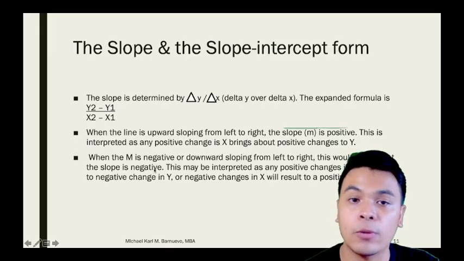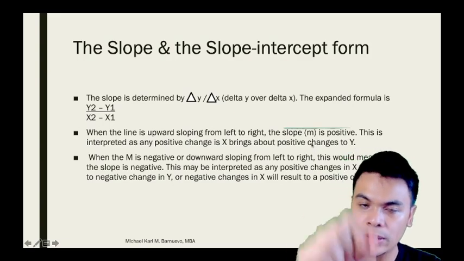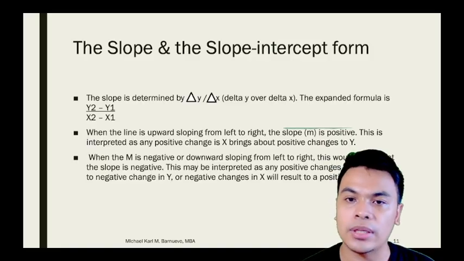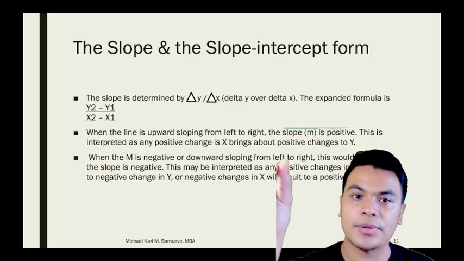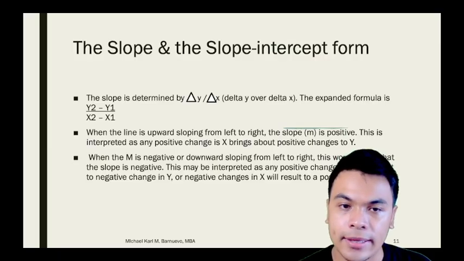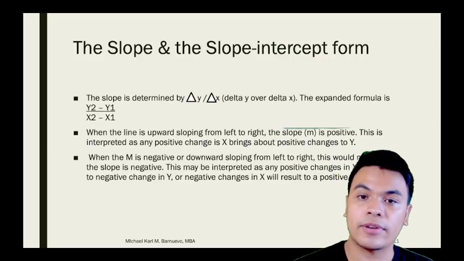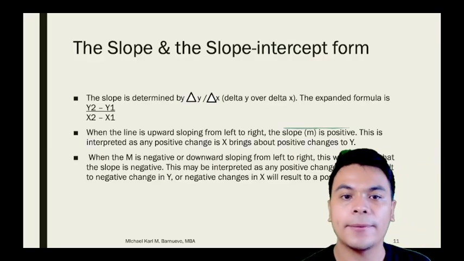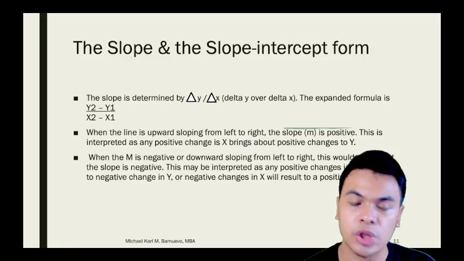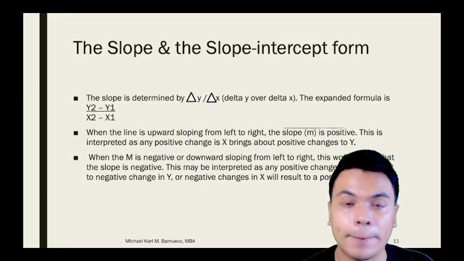When the line goes upward from left to right, the slope is positive. If we look at the Cartesian plane again, right? If it goes from left to right, pataas, it is an upward, positive slope. While if the slope is negative naman, it will be downward from left to right, pababa siyang ganun. This may be interpreted as any positive change in x will result in a negative change in y, or a negative change in x will result in a positive change in y.